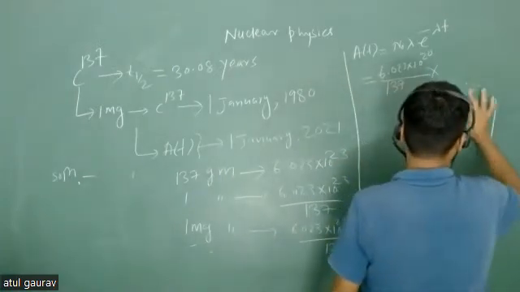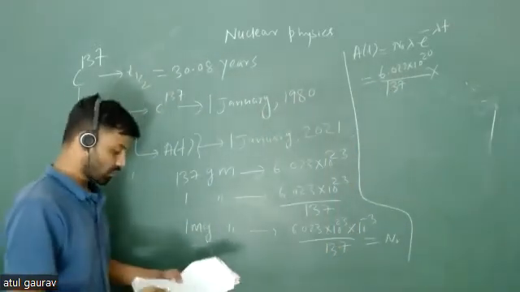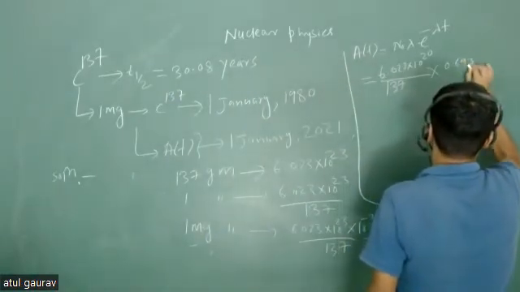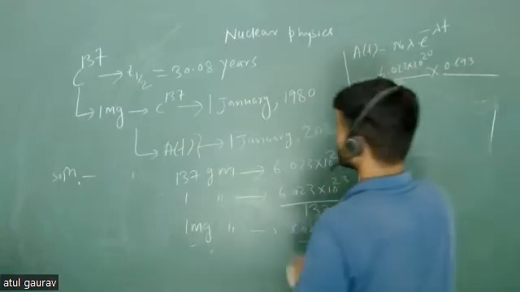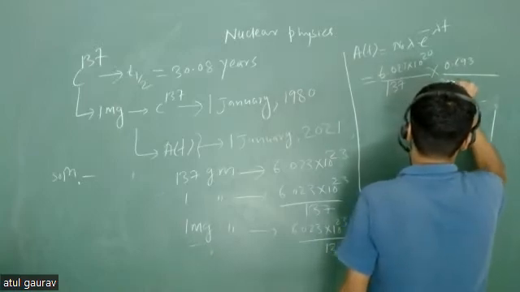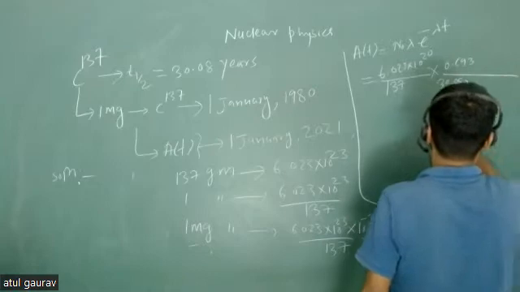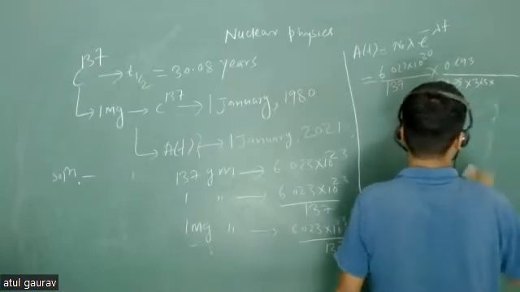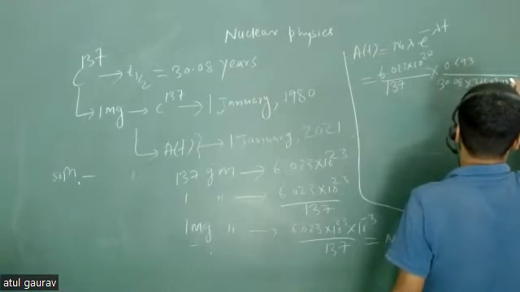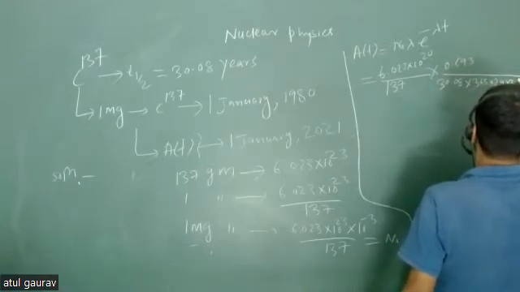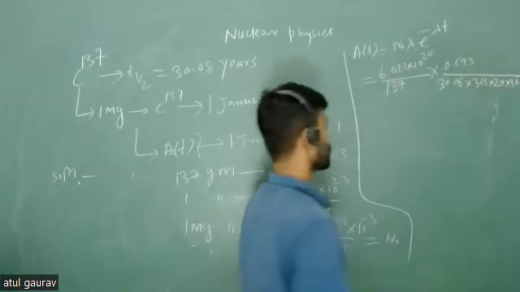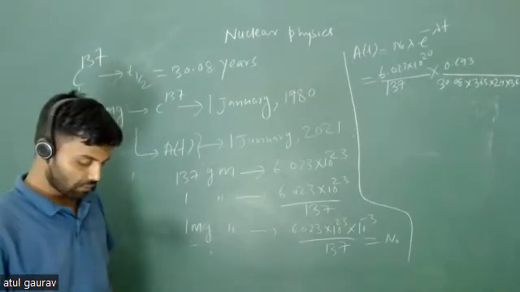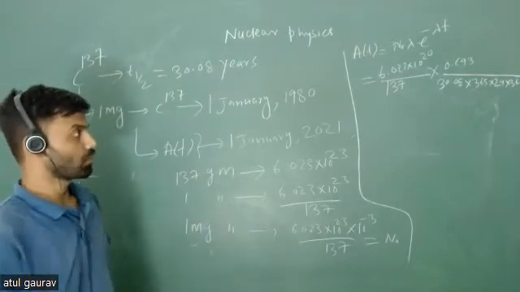And what about that lambda? How much will it be? 0.693 divided by the half-life, which is 30.08. Then you have to convert into days. So years to days, you multiply by 365. Then from days to hours, you multiply by 24. Then hours to seconds, you multiply by 3600. Is it clear? Always, when they ask for activity, they ask in seconds. So whatever time is given, you have to convert it into seconds.